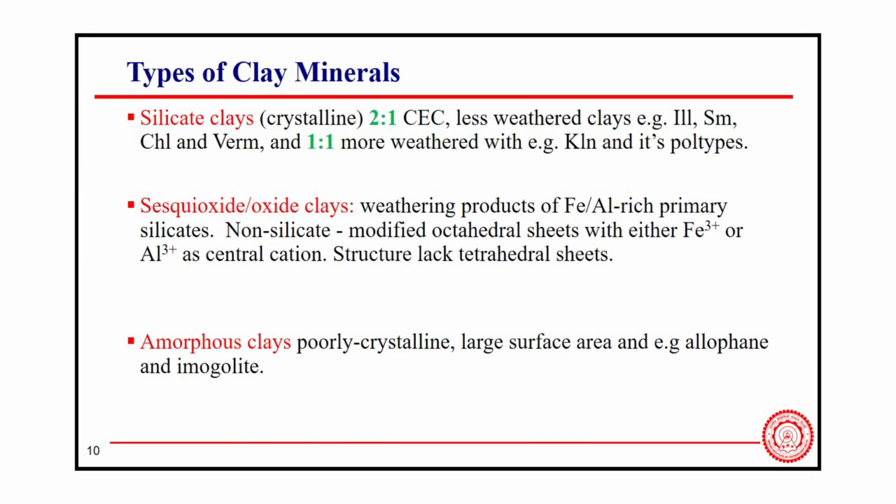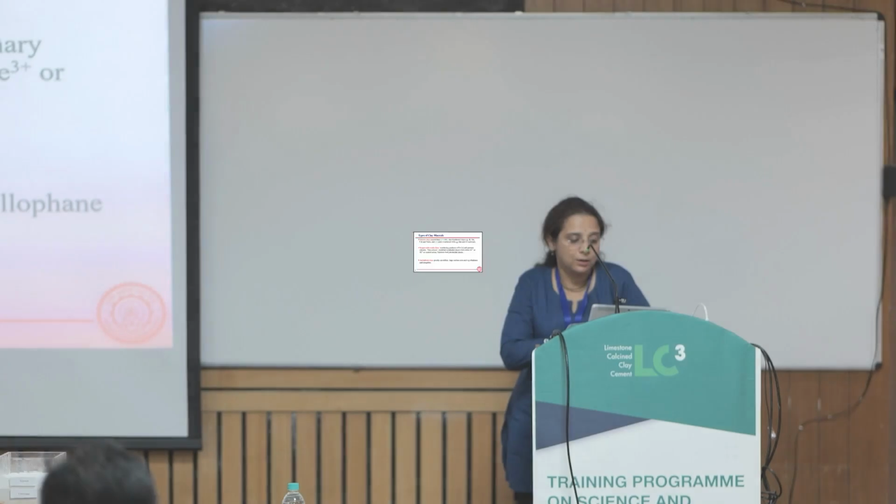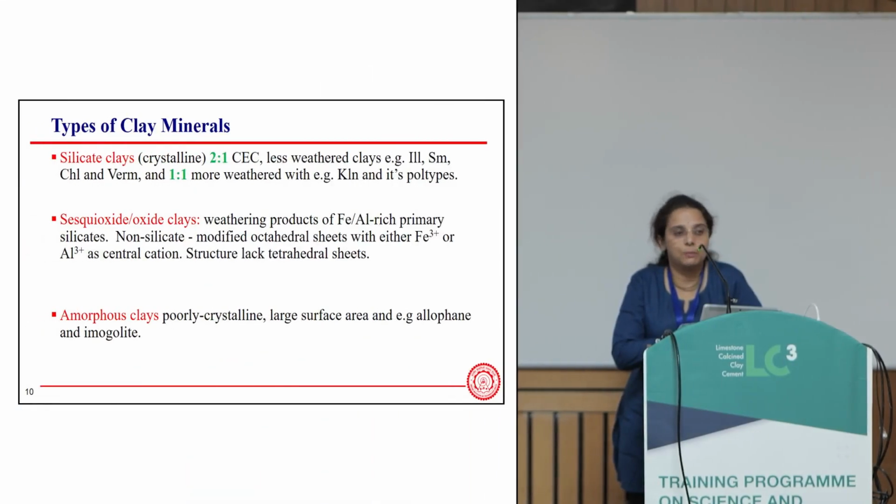There are 3 types of clays which generally form in different environmental conditions. We have silicate clays, which are 1:1 and 2:1, and these are generally formed in a plethora of locations across the world. Sesquioxide type clays are generally formed in association with ancient soils like ultisols and oxisols. And amorphous clays are generally formed by crystallization from amorphous material or from volcanic glass.